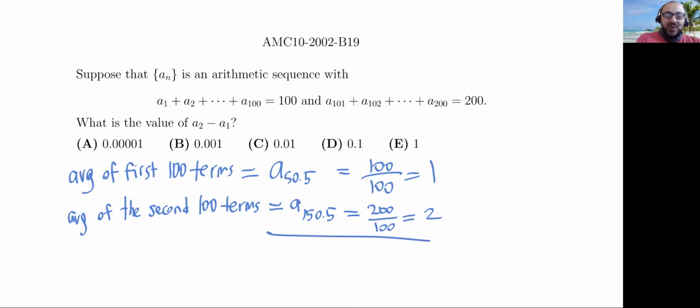Now, if you subtract these two, in an arithmetic sequence, to go from A1 to A2, you jump by the common difference. To go from A1 to A3, you jump by the common difference twice. So it's 2 delta. Let's call the common difference delta. Now, to jump from a50.5 to a150.5, how many deltas do we need? Yes, you guessed it right. We are jumping 100 terms between those two. So the difference here is going to be 100 times delta. It's the second line minus the first line, 2 minus 1, which is 1. So we find that delta is 0.01.